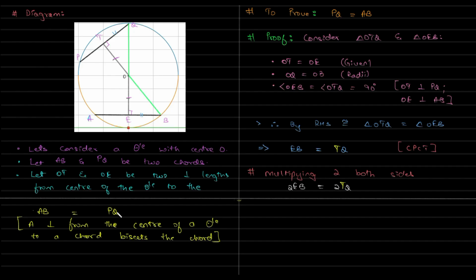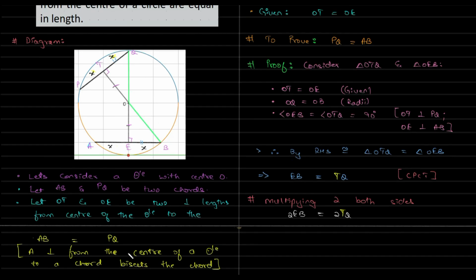Because this gets bisected by the perpendicular lines, so double of this will give you the entire thing. If this is x, this also will be x. This is also x because this is what we proved, and this is also x. As a whole, this entire length is 2x and this entire length is 2x. And we have hence proved. So that's your proof.